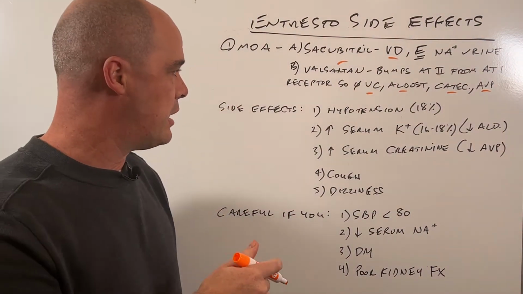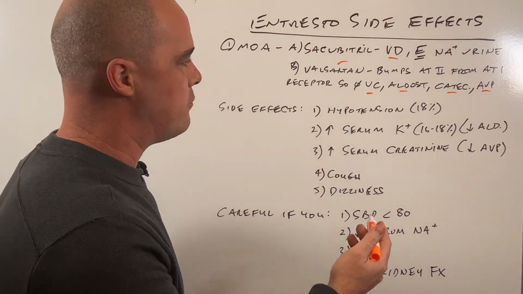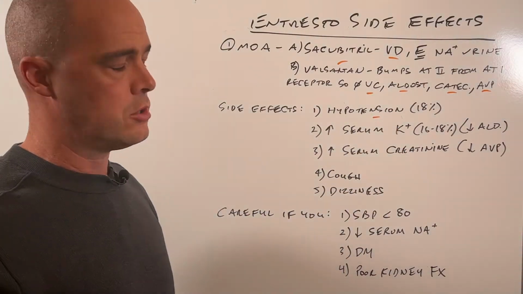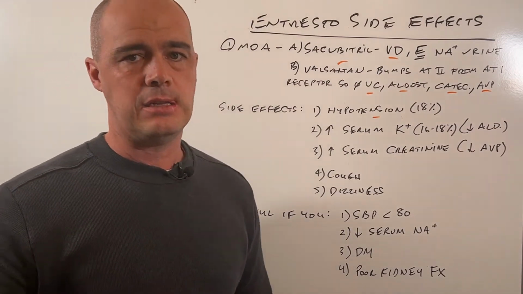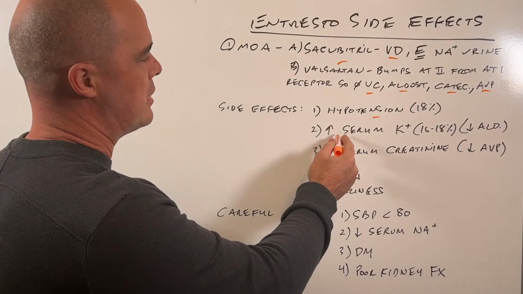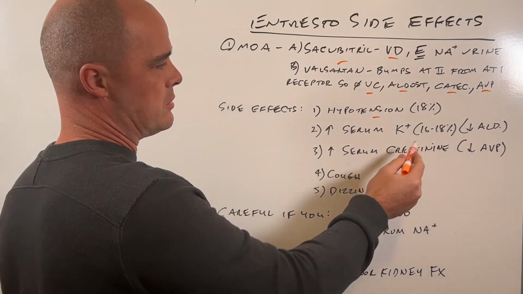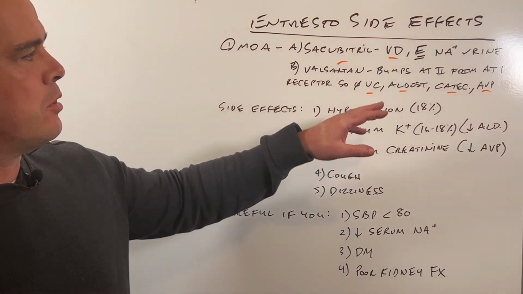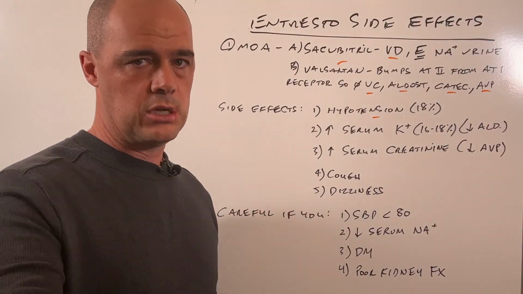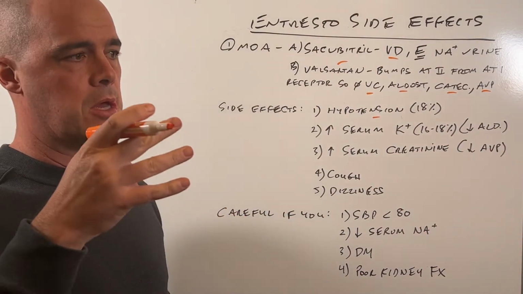So hopping right into the side effects, what could you see if you're on Entresto? Obviously, one of the biggest ones is hypotension, or low blood pressure. That shows up in about 18% of people. The second most common thing is an increase in serum potassium. We see this in roughly 16 to 18% of people, and one of the reasons is that we don't have as much aldosterone being released into the system.